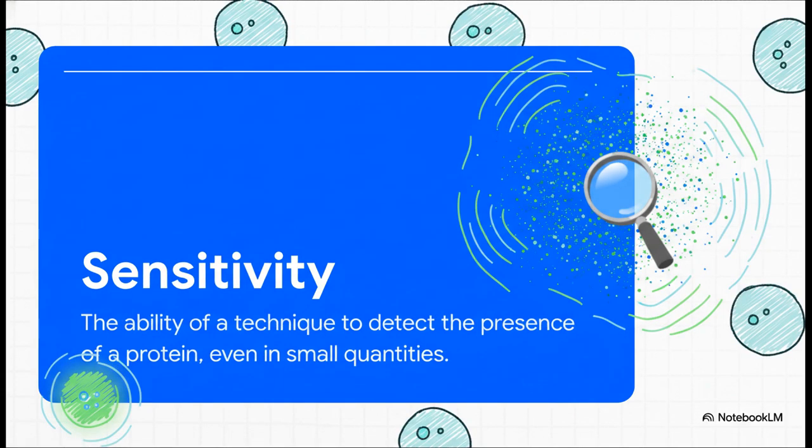Now, the other side of that coin is sensitivity. It's not enough to just find the right target. You have to be able to see it. Sensitivity is the power of the technique to create a visible signal even if there are only tiny amounts of that protein in the cell. For any of this to be reliable, you need both: the specificity to find the needle in the haystack, and the sensitivity to actually see that needle once you've found it.